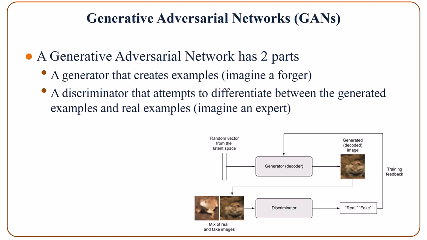In this video, we talked about generative adversarial networks. A generative adversarial network has two parts, including a generator that creates examples, which we can imagine like a forger, and a discriminator that attempts to differentiate between the generated examples or fake examples and the real examples. And so we can imagine this as an expert.